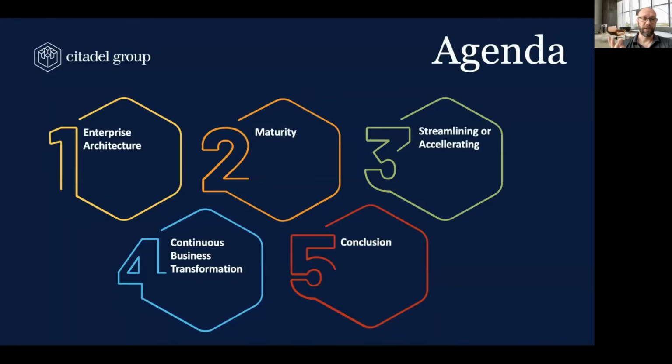Today we're going to be talking about just a little bit of background around enterprise architecture, a little bit about maturity, some streamlining and accelerating, so how you can help accelerate your organization into driving towards continuous business transformation, which is number 4. And number 5, we're going to conclude and have a little bit of a rerun on what we've discussed, because we have 20 minutes and there's a lot of information to go through.